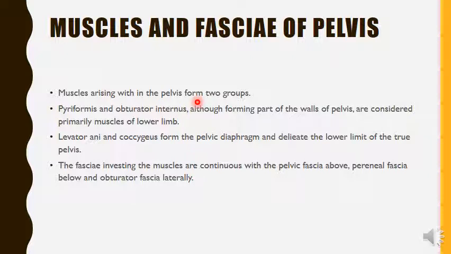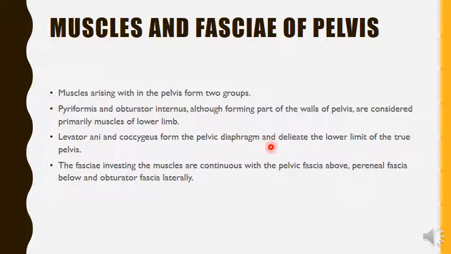One group is piriformis and obturator internus. These two muscles, although they form part of the pelvic walls, are considered primarily muscles of the lower limb. Another group is levator ani and coccygeus. These form the pelvic diaphragm and delineate the lower limit of the true pelvis.